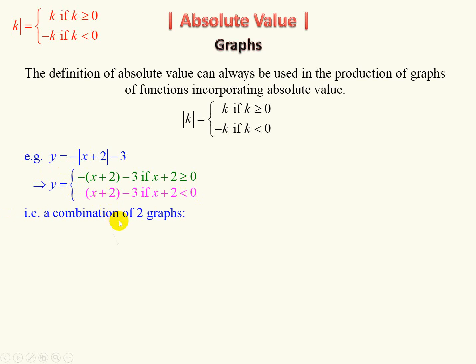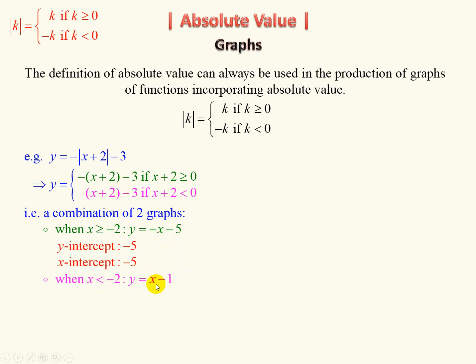Combining the two graphs, the first graph, when x is greater than or equal to minus 2, simplifies to y equals minus x minus 5. The intercepts, minus 5 and minus 5. When x is less than minus 2, coming from x plus 2 less than 0, we have x plus 2 minus 3, y equals x minus 1. And the intercepts, substituting zeros for x and y respectively.